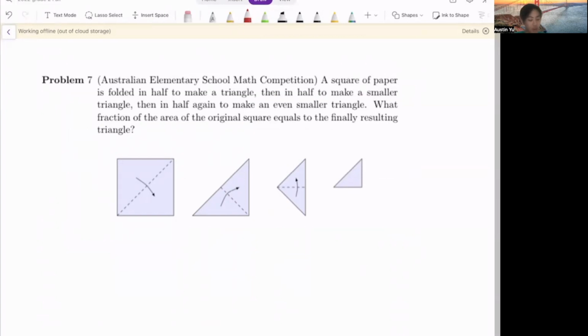We start off with 1/1 because this is just one whole square. And then following that, we get 1/2 of the original figure. So let's just write 1 for the start.